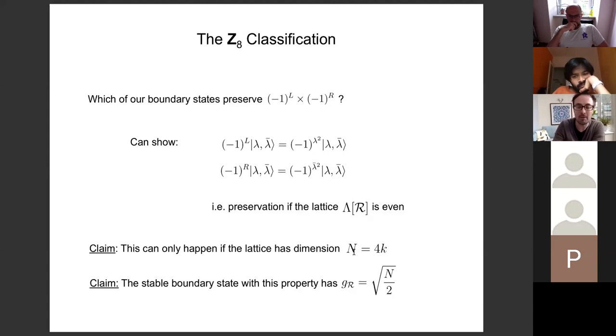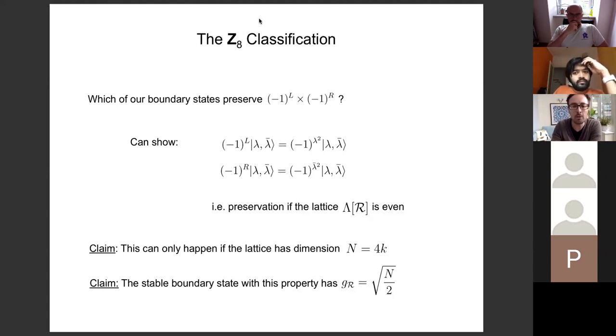Now, remember, the n was the number of Dirac fermions. That means that it can only happen when you have 8 Majorana fermions, or a multiple of 8, which is precisely the expectation from the classification of SPT phases. So that's one of the applications. This is a result from our paper that came out on Monday, actually.